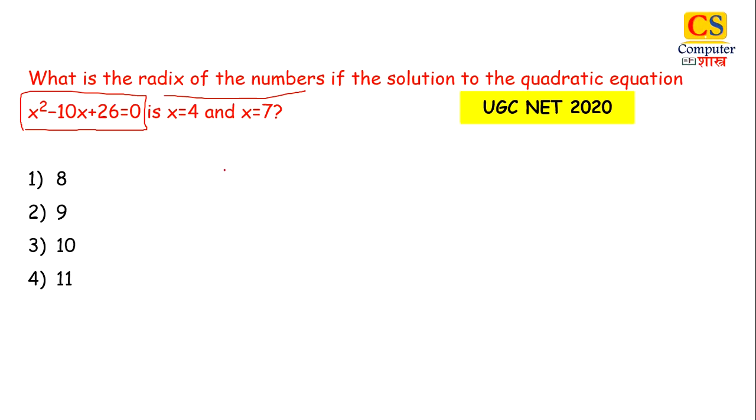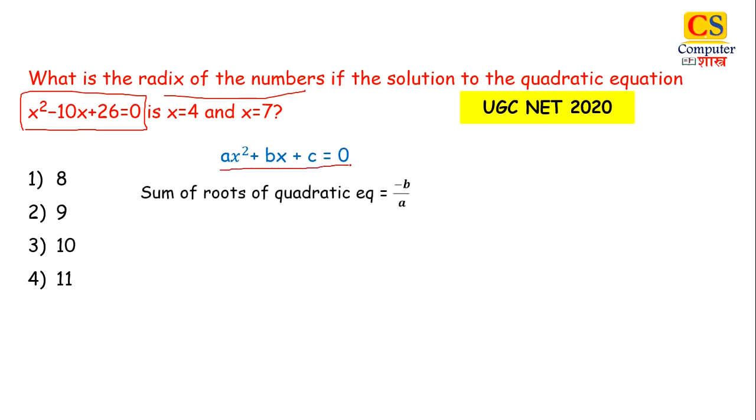We all know that if you are given an equation like ax square plus bx plus c equals to 0, in that case, the sum of roots of the quadratic equation will be minus b divided by a. b from the second term and a from the first term, that is the coefficient of the first term. Okay. So we all know this formula. Now we will use this formula in this equation.